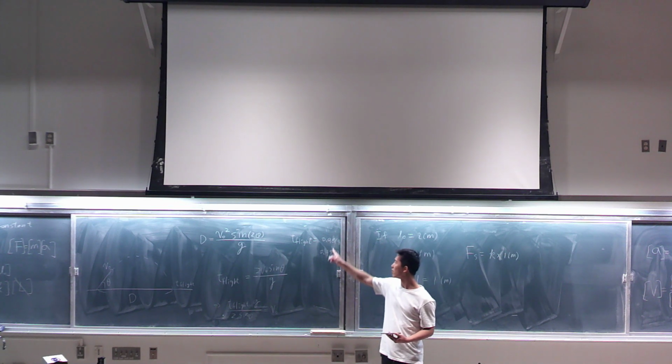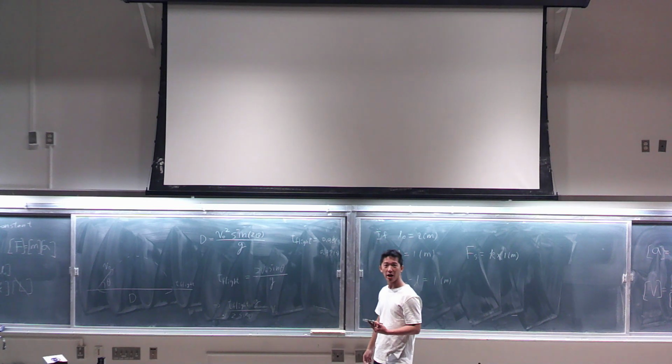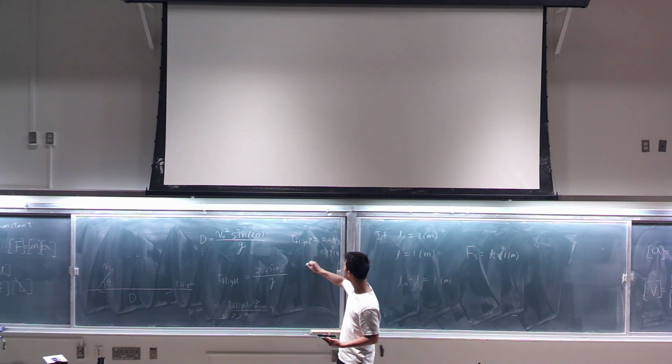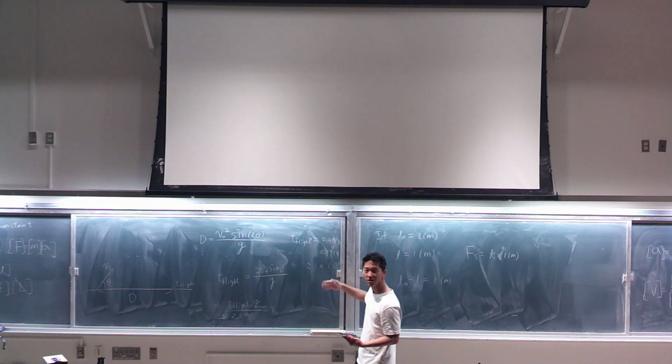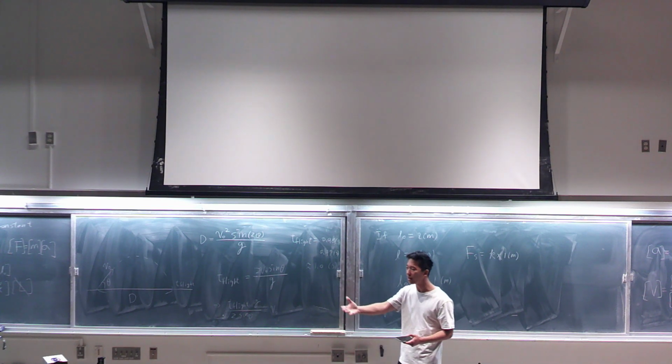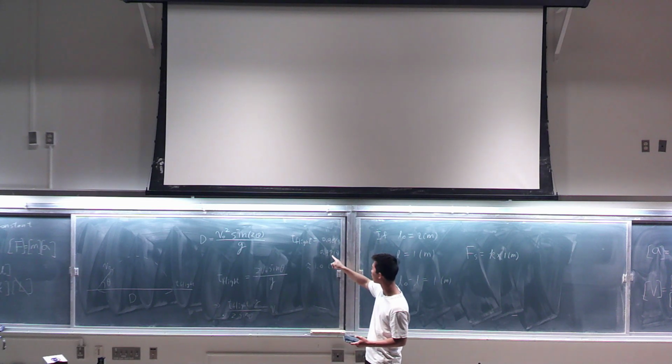So this number is not accurate. I can only round it to 0.1 second because we know our human hand and human eye cannot measure that time accurately down to this digit. You can see our results are different. Okay?